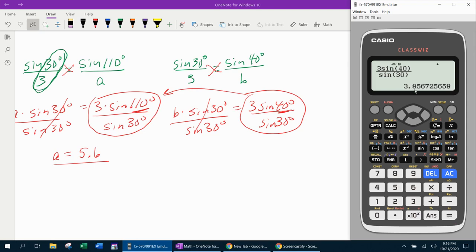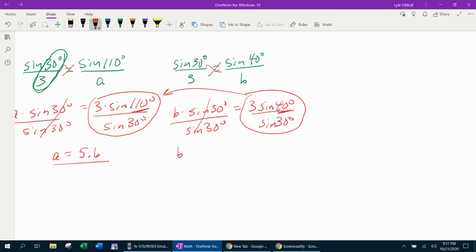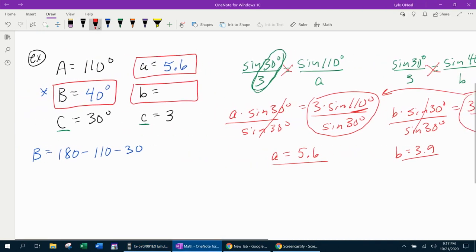And again, rounded to the nearest tenth, 3.9. And we're done. That's it for that example. Once you find all the missing pieces, you have solved the triangle.